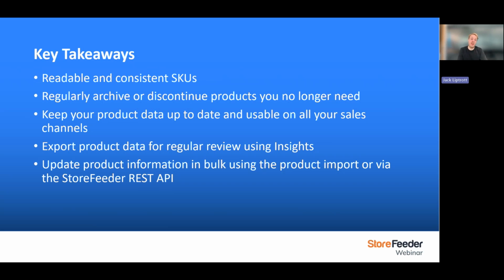And export product data for regular review using insights. So taking that data out, seeing what you're selling, seeing what you've got, seeing what products are working, and then perhaps reviewing those products and updating the data to reflect that. And then finally, update product information in bulk using the product import or REST API, so you can fix that data that you've seen an issue with through the reporting.